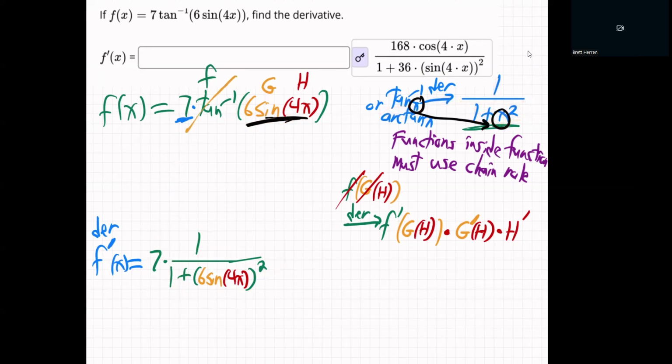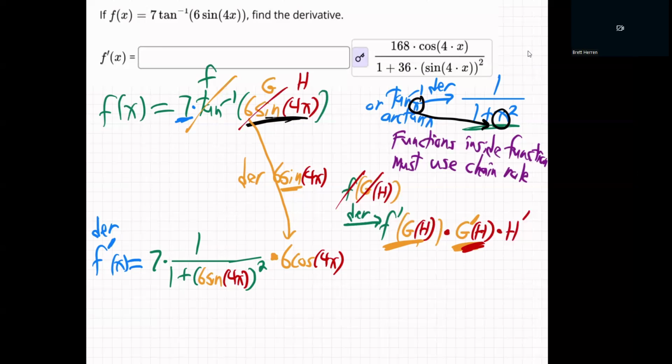So that outer layer is done. Now it's g's turn. Times, right? Because next comes g. We did this. Now we're here. The derivative of 6 sine 4x. Well, how do you do that? Well, again, the 6 is just a spectator. Whoop, wrong color. It's just sitting there. It's not doing anything. Now, derivative of sine is cosine. You keep the 4x the same. Whatever comes after, you keep the same. Done with that layer. We did the 6 sine. The derivative is 6 cosine of 4x.